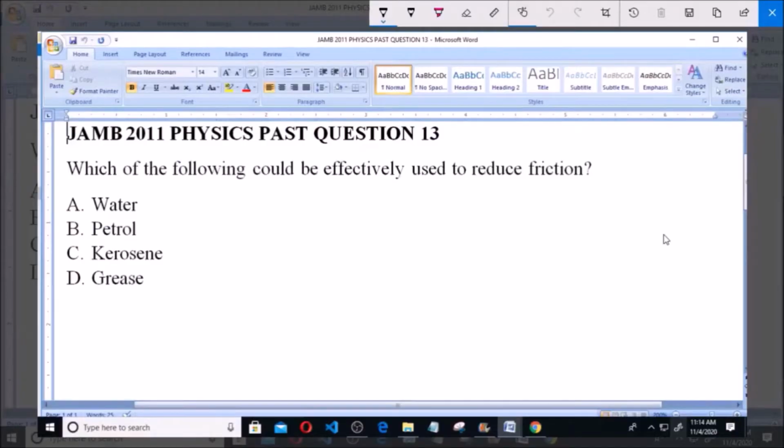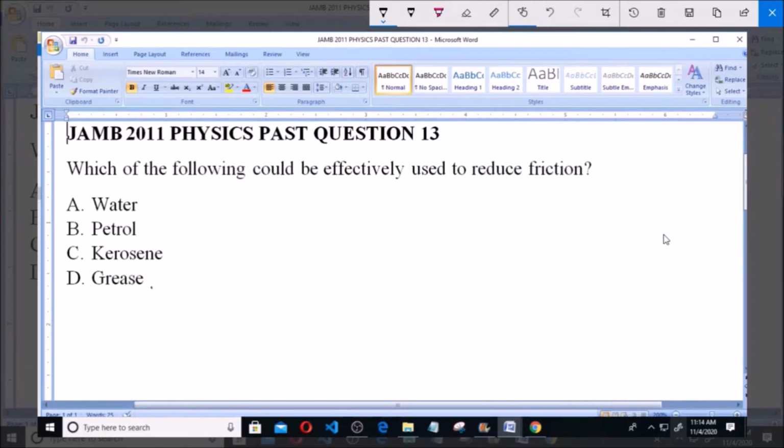Hello and welcome. I will be answering Jamb 2011 Physics Past Question 13. Which of the following could be effectively used to reduce friction? A. Water, B. Petrol, C. Kerosene, D. Grease.